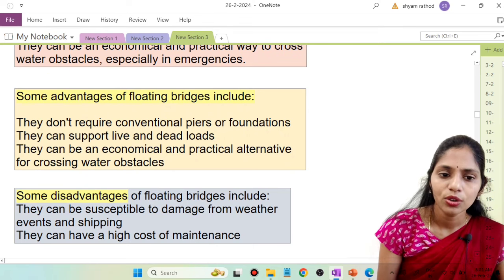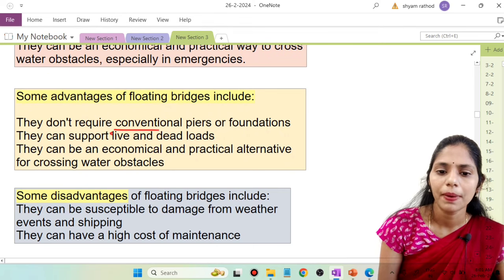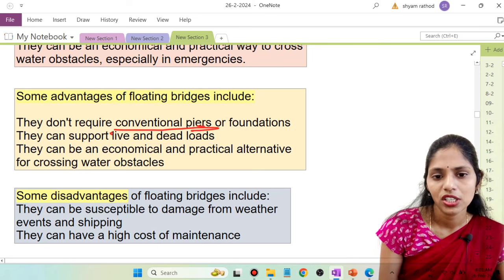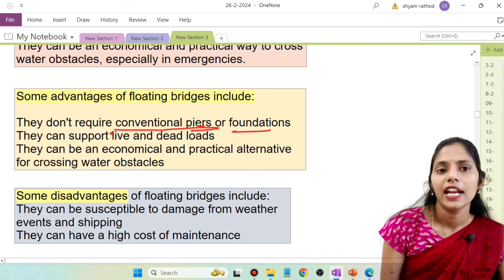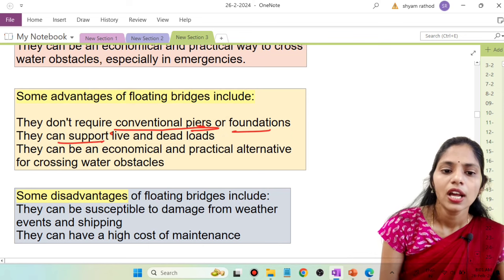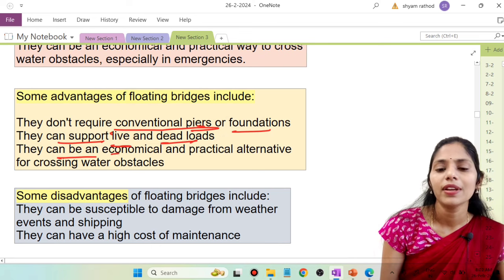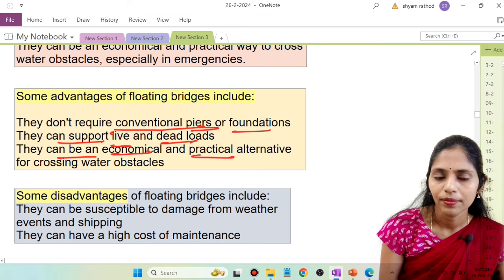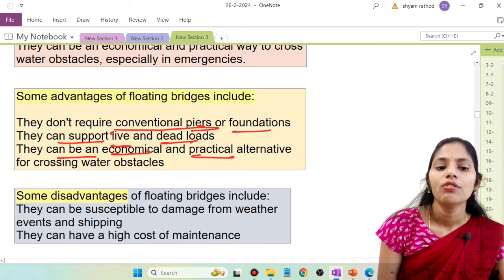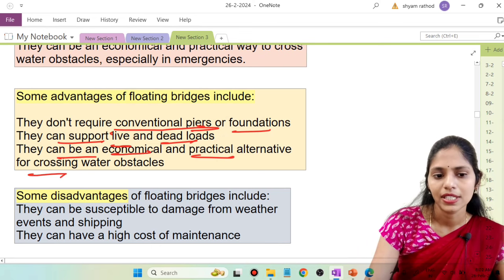For example, they do not require any conventional piers or foundations, and they can support live and dead loads. They can be an economical and practical alternative for crossing waterborne obstacles.